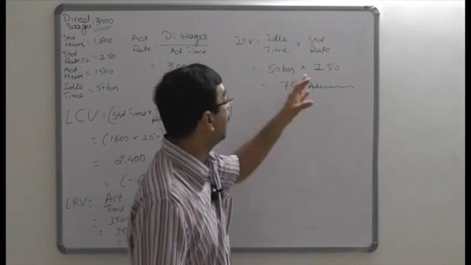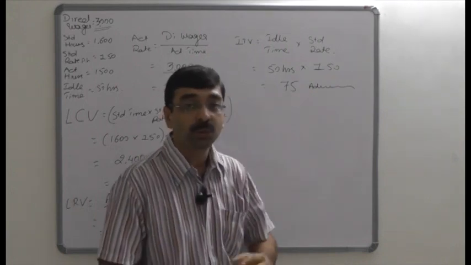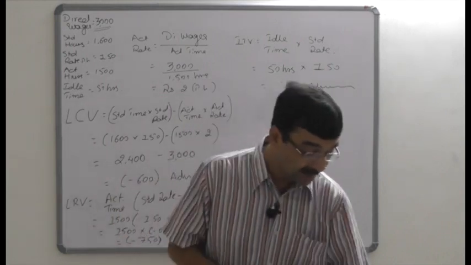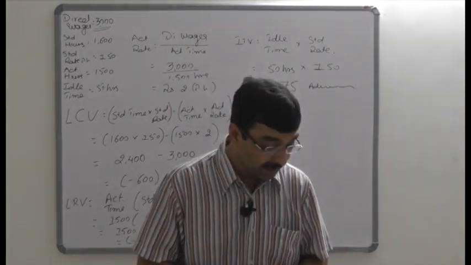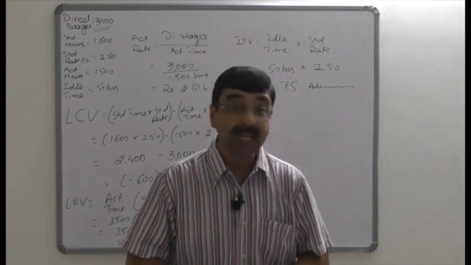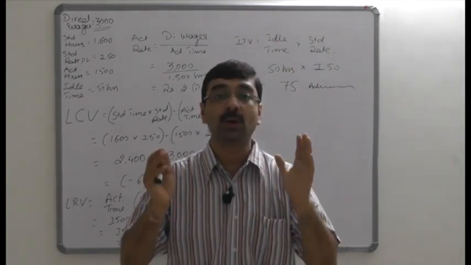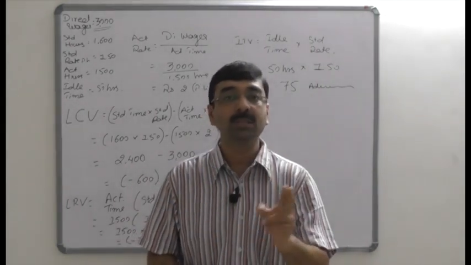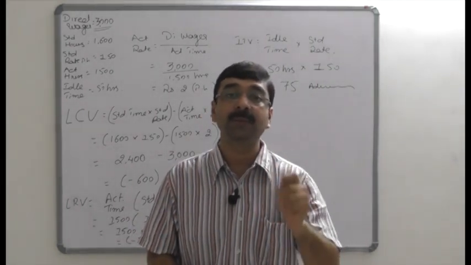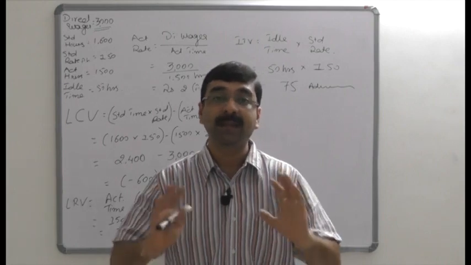Standardize your rate, that according to that what would be the value of your loss. This is your idle time variance. And the last variance is labor efficiency variance. Labor efficiency variance is all about comparison of time. That means how much difference has been raised from the time concern.